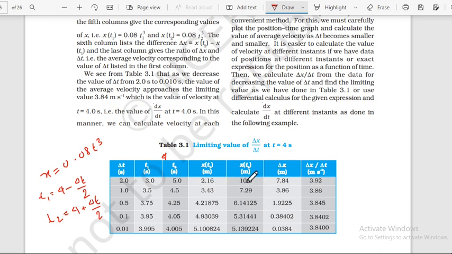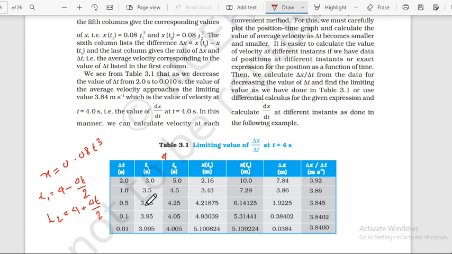Then if we subtract these two, that means x2 minus x1, we get delta x equal to this. Now we have delta x and we have delta t. So if we divide this by this, we get this. That means delta x by delta t is this much.